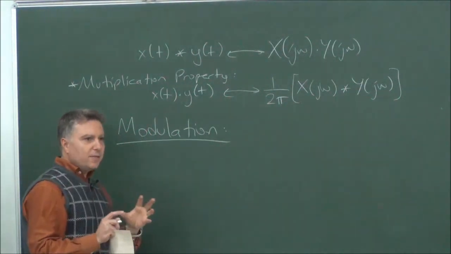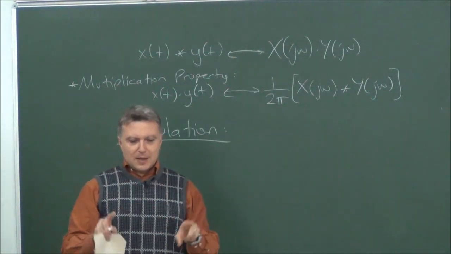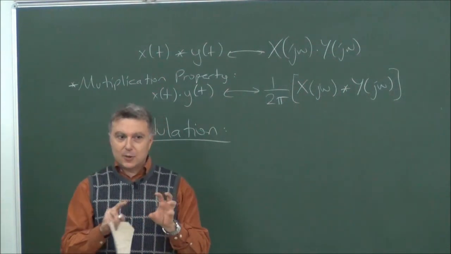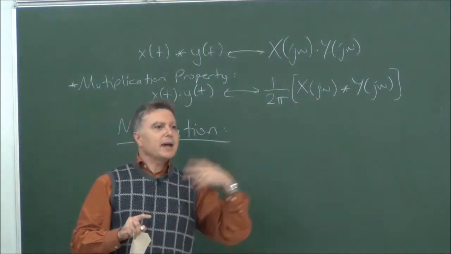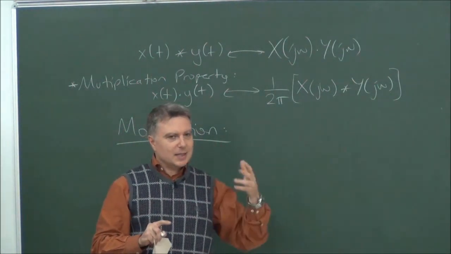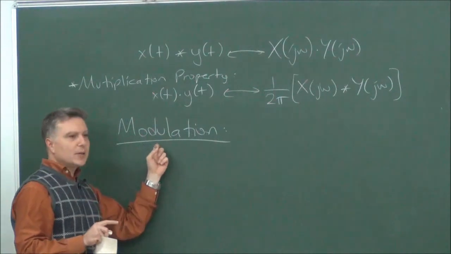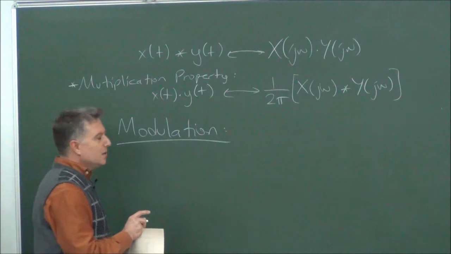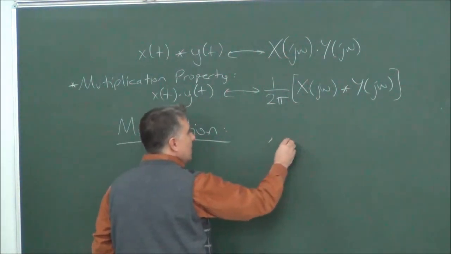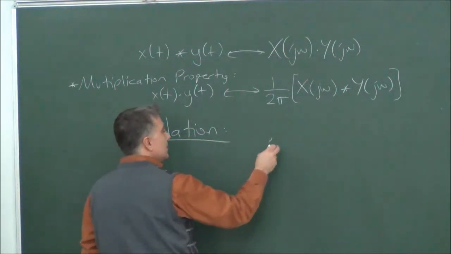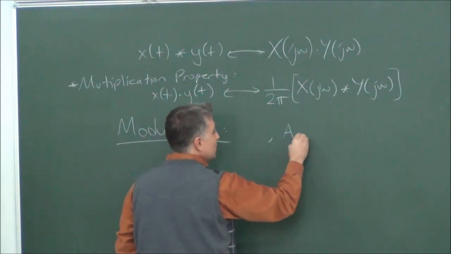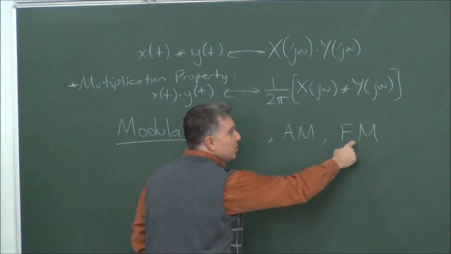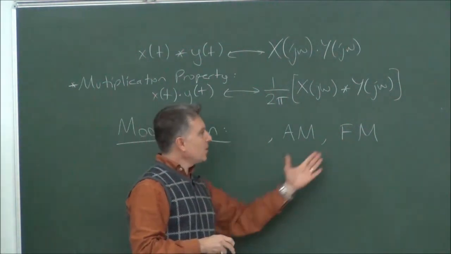There are several famous methods to push the frequency content from 20 kilohertz maximum to megahertz or gigahertz. All those methods are known as modulation methods. Two of the most famous linear modulation techniques are amplitude modulation and frequency modulation. I'm sure you are more familiar with the term FM, right?